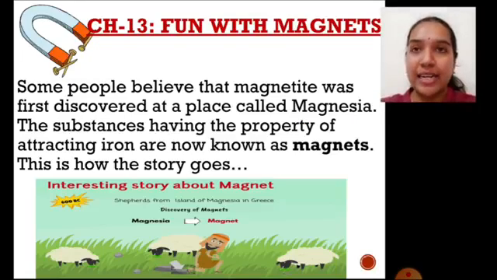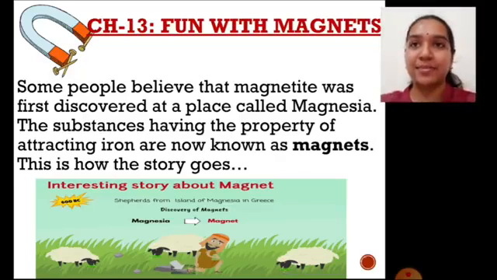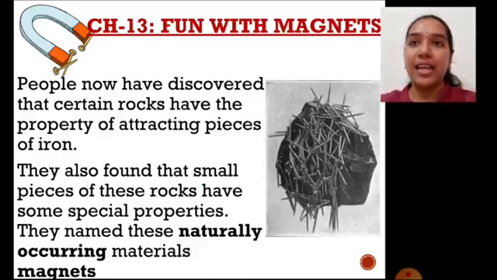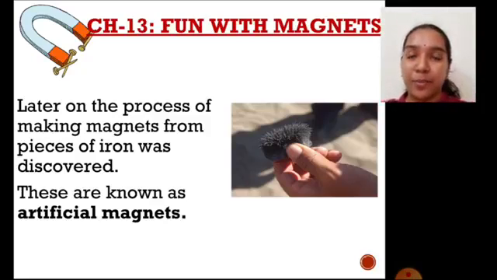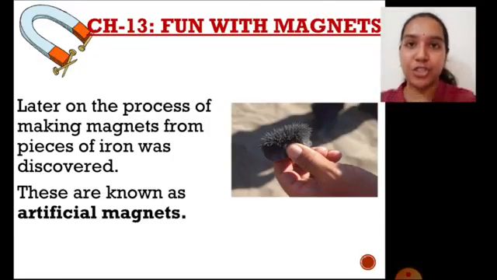Over several years, this discovery led to several studies, showing that the substances which have the property of attracting iron are known as magnets. Those rocks which have the naturally occurring property of attracting pieces of iron are known as naturally occurring magnets. And those materials which are made by man from pieces of iron are known as artificial magnets.